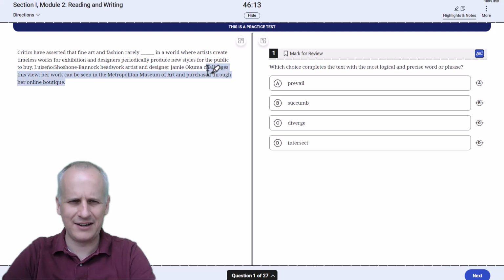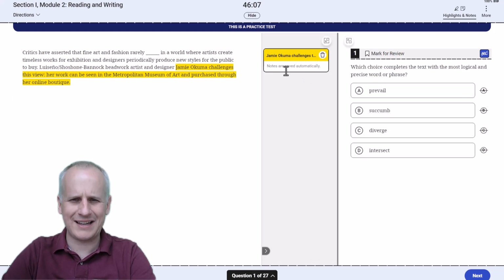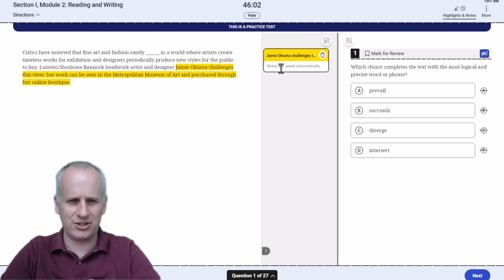So we could just highlight that this lady challenges this view. We can make sure that it's a nice little yellow. And if we want to actually write down our own prediction of what would fit in the blank, you can click on the notes here and just have that. So we know that Jamie Okuma challenges whatever the view is in the blank by doing both these things, by creating timeless works for exhibition and producing new styles for the public to buy. So we could just say something like happen simultaneously as our prediction here.